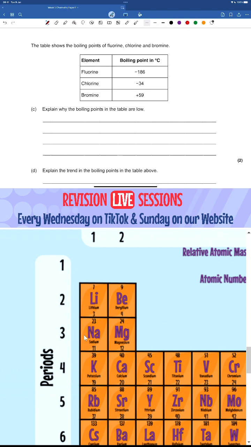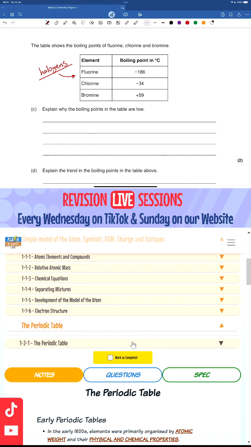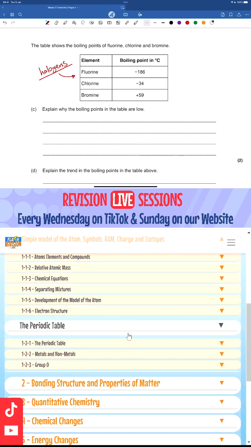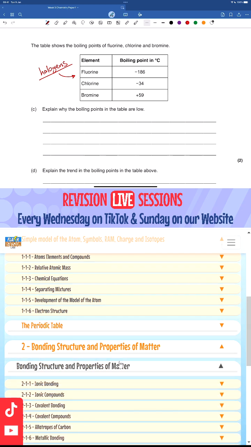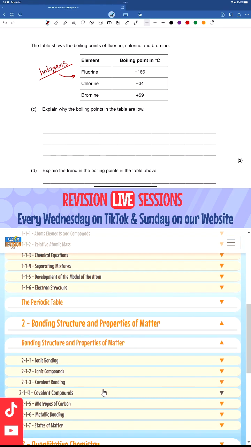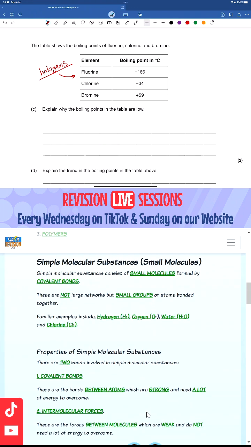Here we've got some boiling points. Explain why the boiling points in the table are low. These are all the halogens. Can anyone tell me why? It's all to do with bonding. So let me get up the notes. Let me know if you think you know what the answer is. Yes. Not diatomic bonds. There's no such thing as diatomic bonds. They are diatomic molecules. They have covalent bonds between them, but we don't call it diatomic bonds.